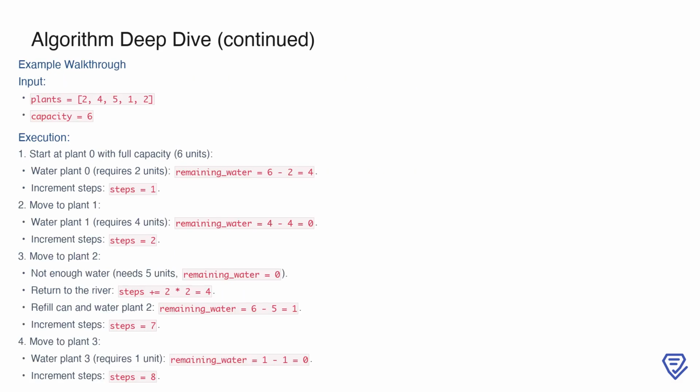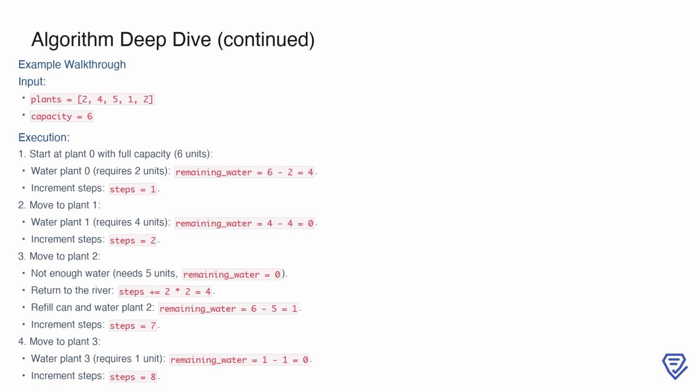To understand the algorithm in action, let's consider an example where plants equals [2, 4, 5, 1, 2], and capacity equals 6. We start at plant 0 with the can full at 6 units. The first plant requires 2 units of water, so we water it, leaving remaining_water at 4, and incrementing steps to 1. Moving to plant 1, we find it needs 4 units, which matches our remaining_water. After watering, remaining_water becomes 0, and steps increases to 2.